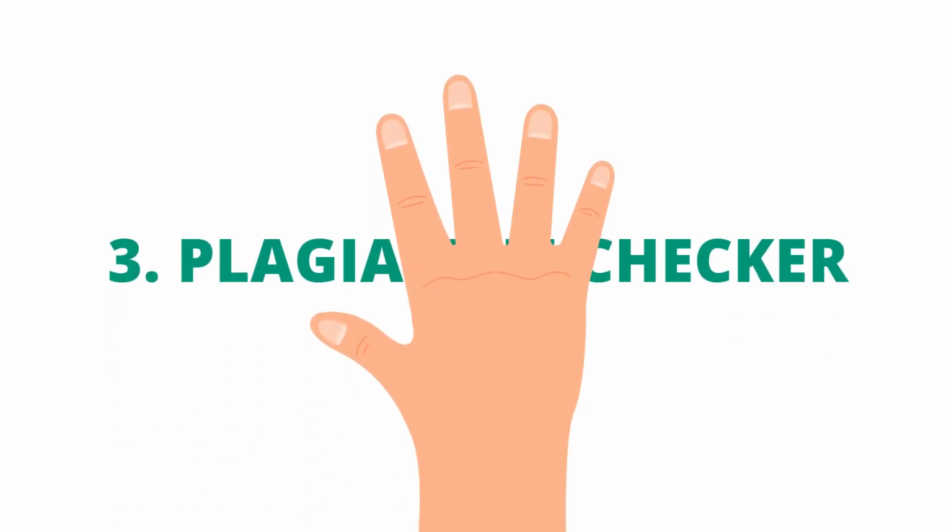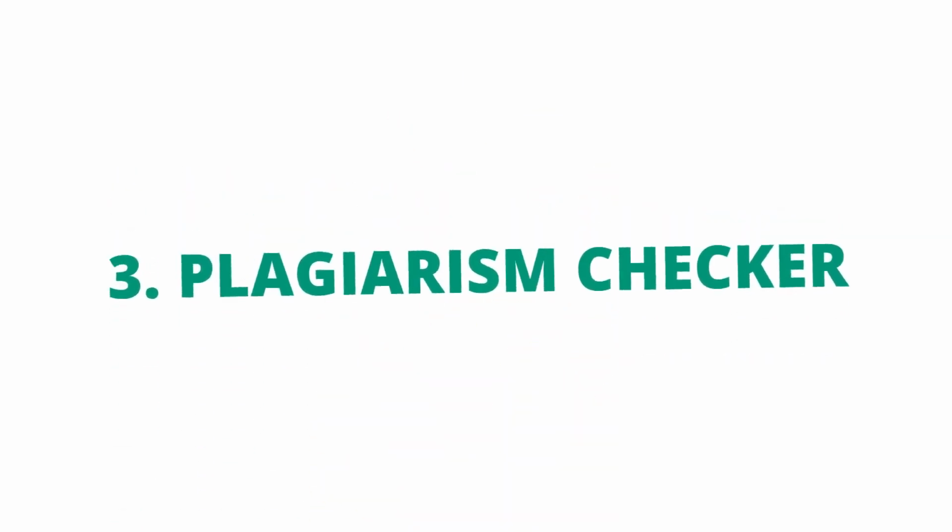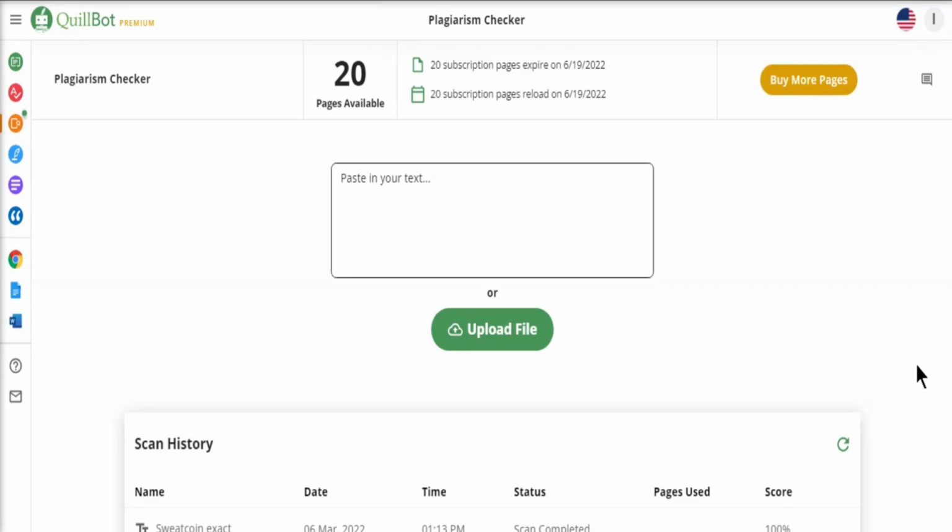Number 3. Plagiarism Checker. If you hire content writers to create content for your blog, you can use this tool to check to see if it is plagiarized or, as I prefer to call it, copied. This way, you can avoid getting any Google penalties.